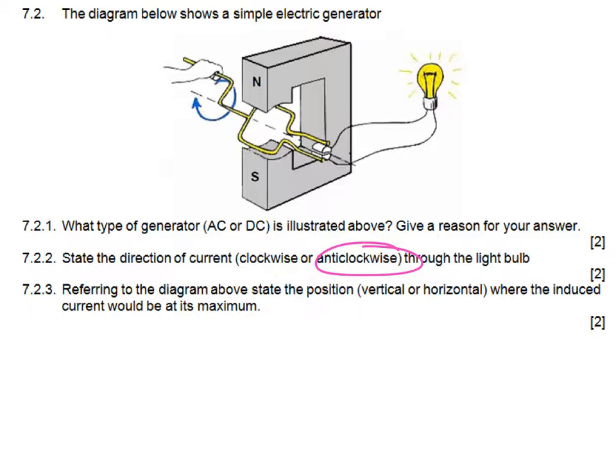And referring to the diagram, state the position, vertical or horizontal, where the induced current is going to be at its maximum. Where is the most cutting going to be happening? At the point where it turns over here, when it's coming across the magnetic field. Because if you think about it, your magnetic field lines are going like this. So at the point where it cuts across those magnetic field lines in that direction, when the coil is cutting across that way, you're in the vertical position. So that is going to be your moment where you have the most cutting.